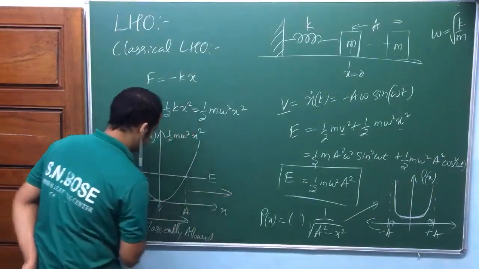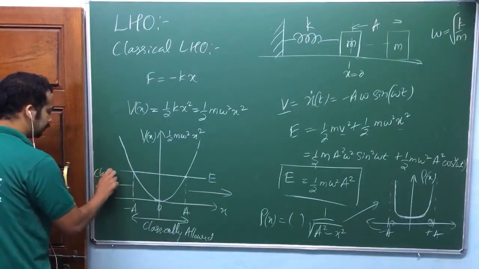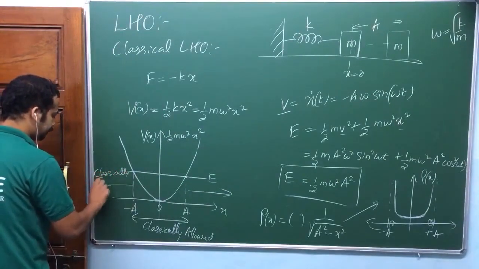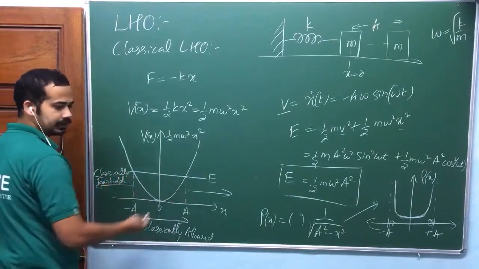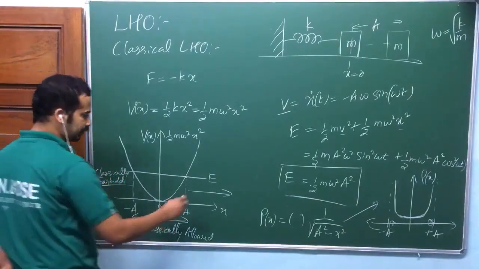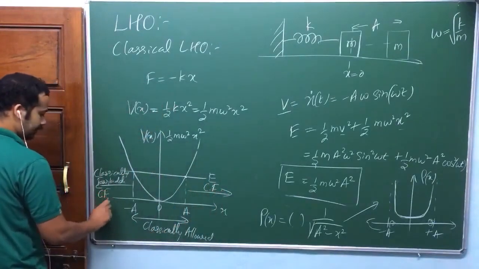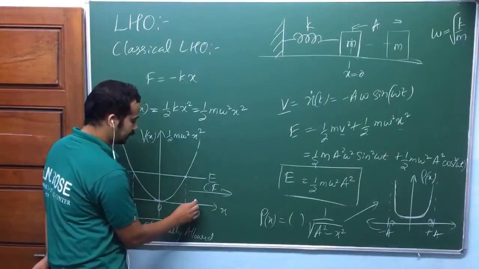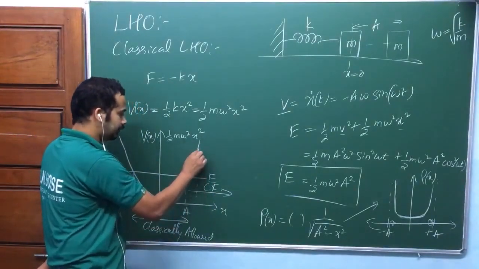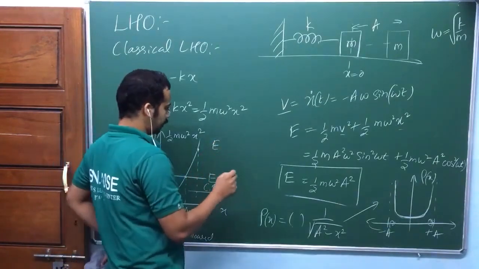This region, we call this classically forbidden region. The particle cannot go here with this energy E, isn't it? So, classically forbidden region. Classically allowed region. Why? Suppose you go to this region, look at here, your potential energy is higher than your energy, isn't it?